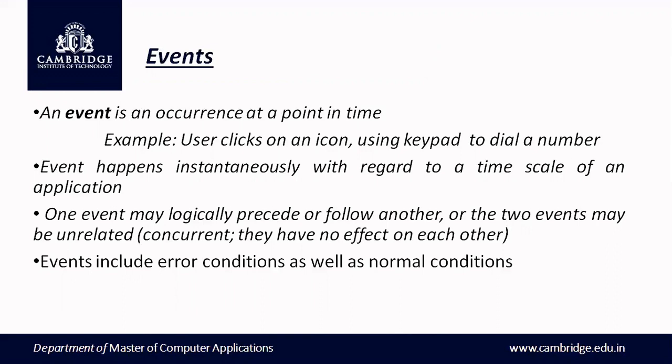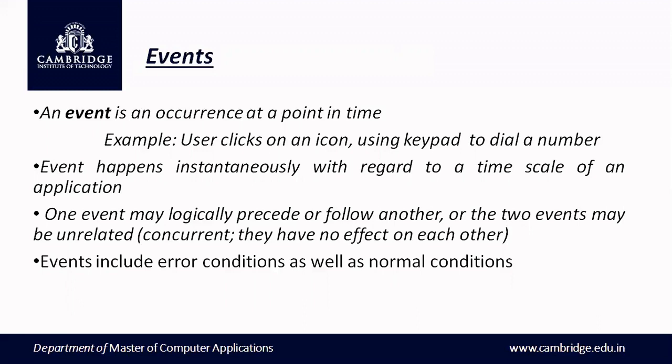That is, an event can be in the form of an input or happenings at any point or moment of time. For example, when we are using a computer or a laptop, we click on an icon. Clicking an icon is considered an event. Or when you are using your cell phone, we have a dial pad or keypad that is used to dial your number. Here we are creating an event, in the form of an input that we give. An event happens instantaneously with regard to the time scale of an application.